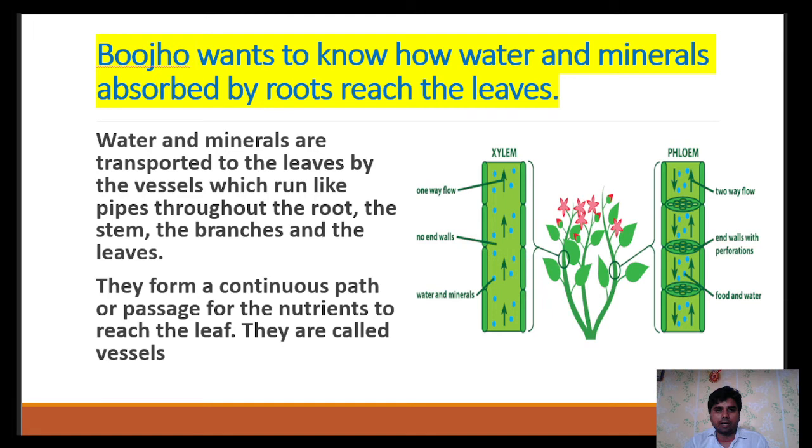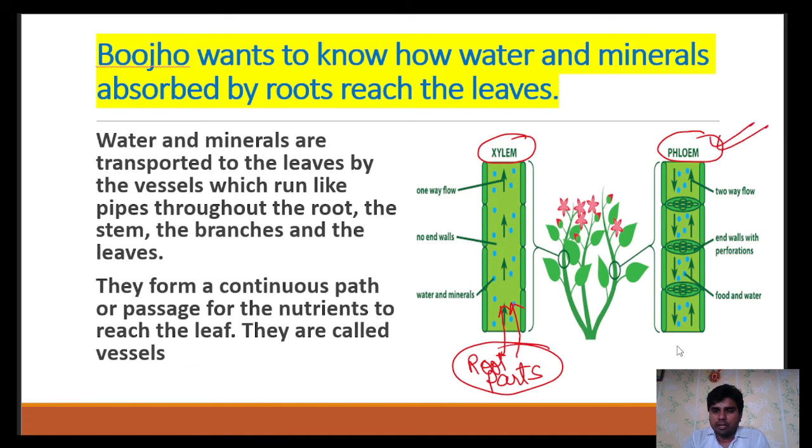So what are those transport systems? Let's see here. There is one xylem and there is one phloem. So what is happening in this xylem? In this xylem, the water is being transported from root to other parts. And what is happening in this phloem? Here we can see the transport of food. Here it is written transport of food, and it is from leaf to other parts. Okay, I hope it is clear to you.